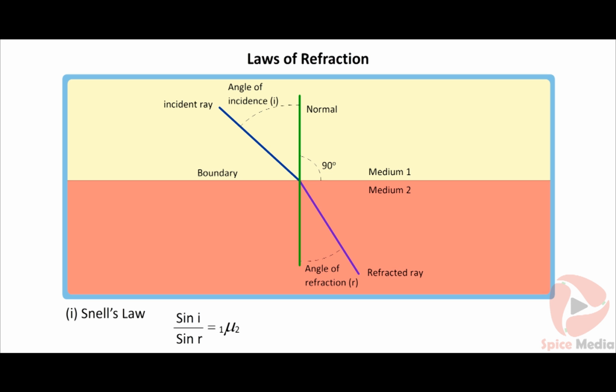Using this relation, we can calculate the refractive indices of different substances. The second law of refraction states that the incident ray, refracted ray, and the normal line drawn at the surface of separation of media lie on the same plane. Let us discuss an experiment to determine the refractive index of a glass slab.